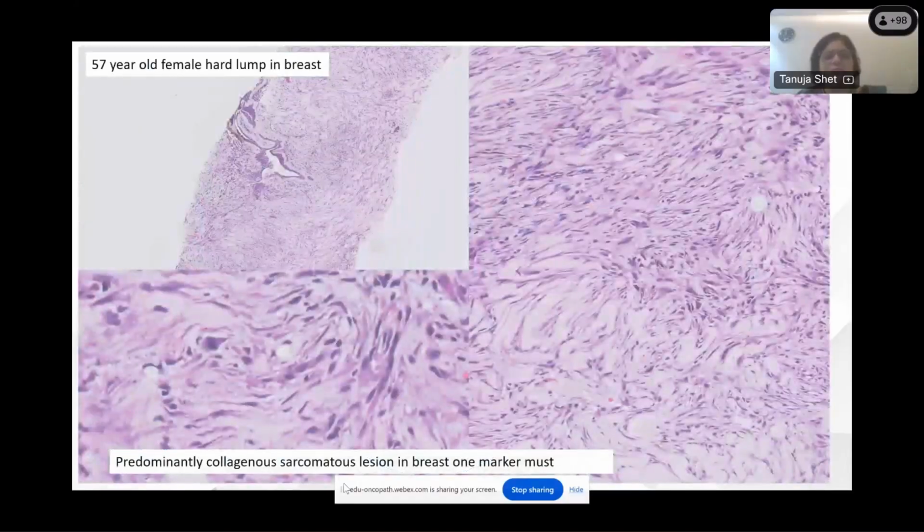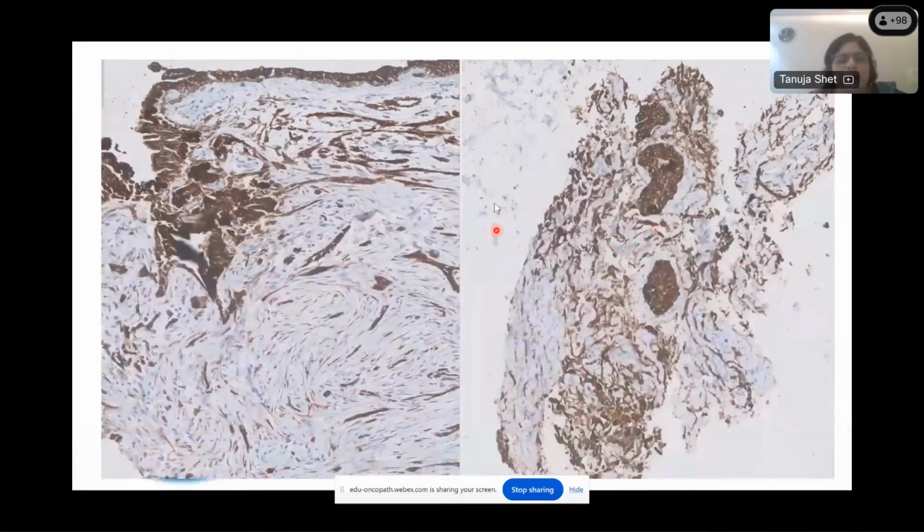So let's look at a couple of cases. This is a 57-year-old female with a very hard lump in the breast. Now, this was called as a sarcoma elsewhere. It was actually called as fibromatosis. Now, it's not fibromatosis because it shows you mitosis and it's very atypical. It's a breast mass, so the commonest you do cytokeratin, and you see the cytokeratin is nicely positive, more in some areas than others. It can show you CD34 also, so you have to be very careful with these lesions.